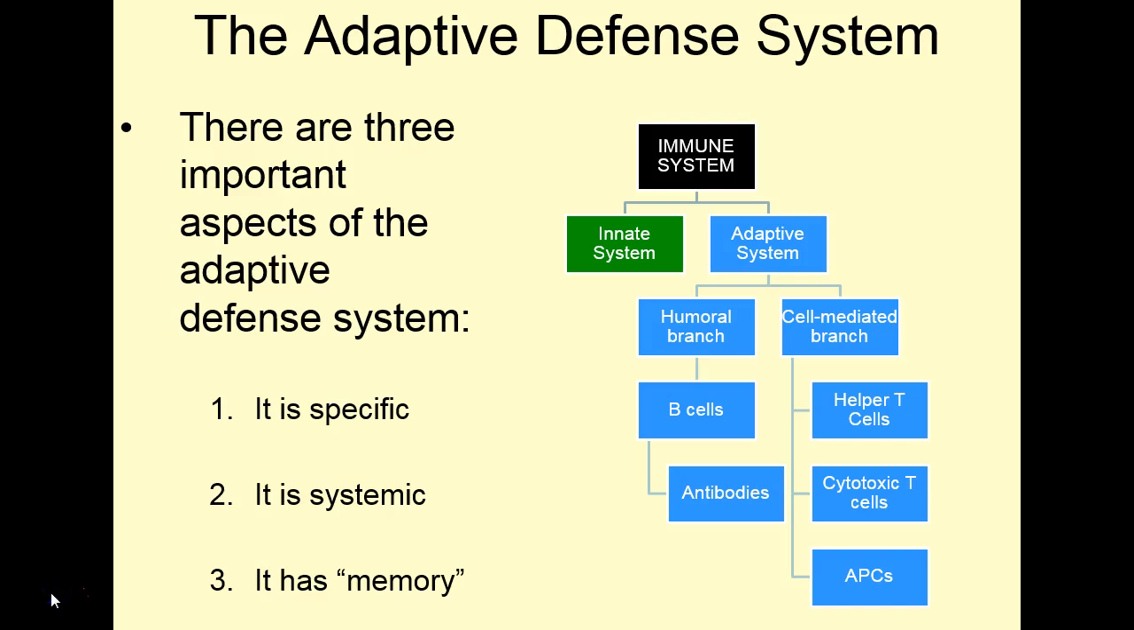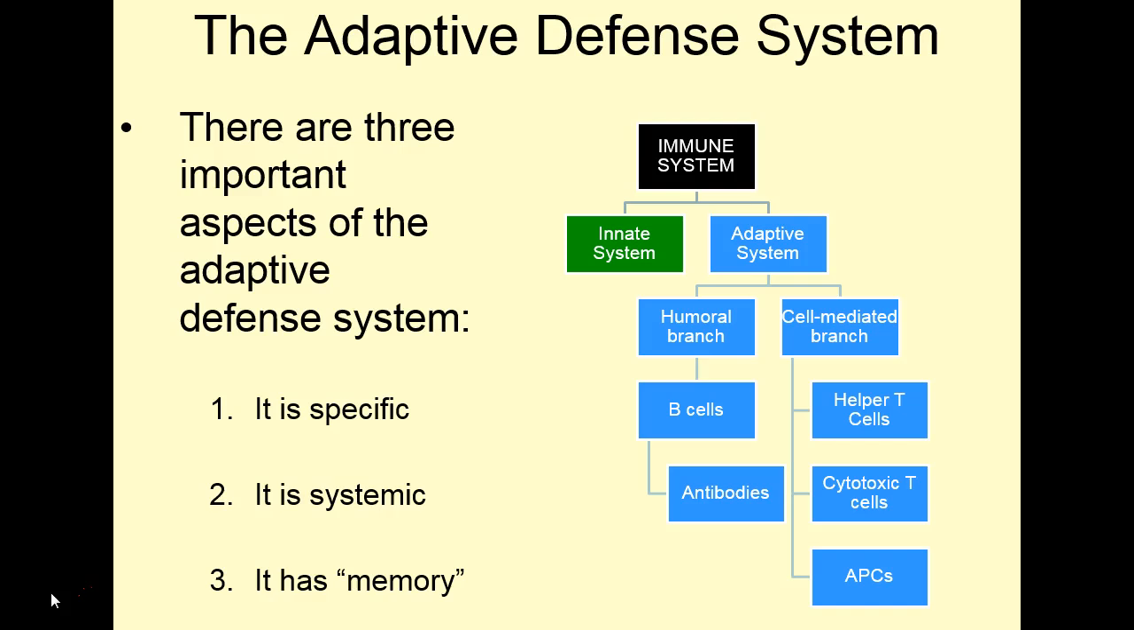As you focus on this diagram of the adaptive system, you'll notice that right off the bat it has two branches. The humoral branch responds to pathogens that are floating around in body fluids, things like blood and lymph. That is where this branch got its name, because humors was an old term for body fluids. However, as you learned in our last class period, some microorganisms like viruses are capable of doing something much more freakish than just floating around in your blood or lymph.